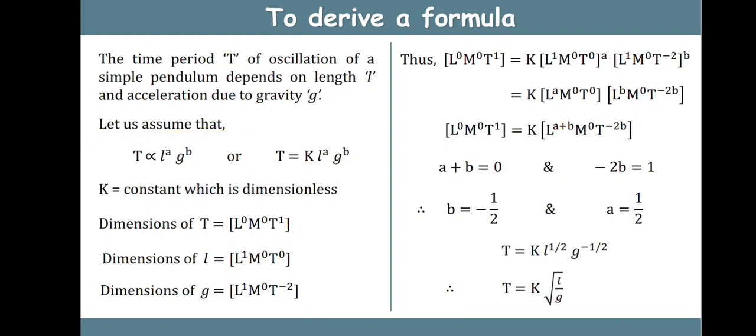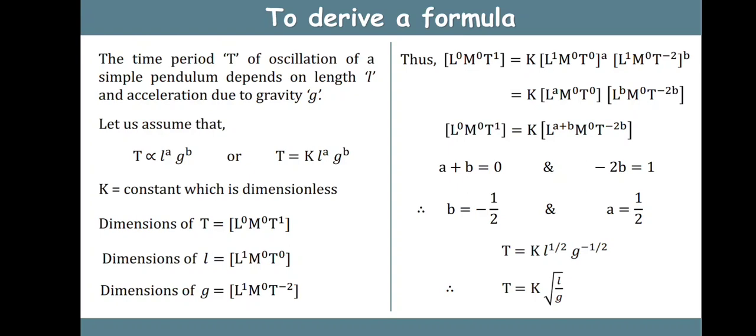So let us assume that T is directly proportional to L raised to power A and G raised to power B. L is a length, G is a gravity, and we know that the units of acceleration and the acceleration due to gravity are same. So if I want to remove this proportionality sign, we have to put one constant which is called K. K is a dimensionless constant. So T is equal to K L raised to power A, G raised to power B.